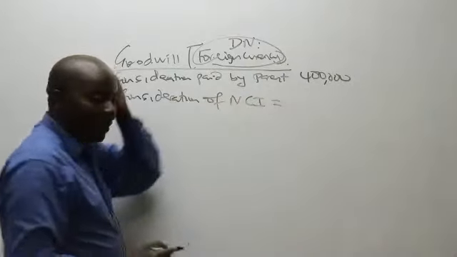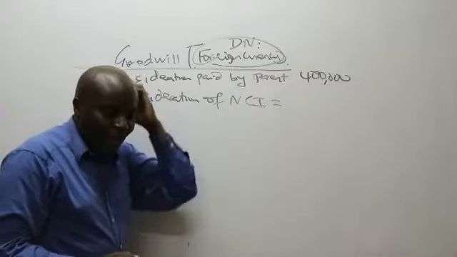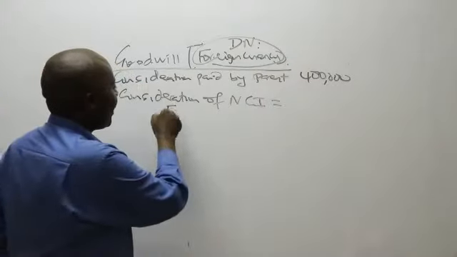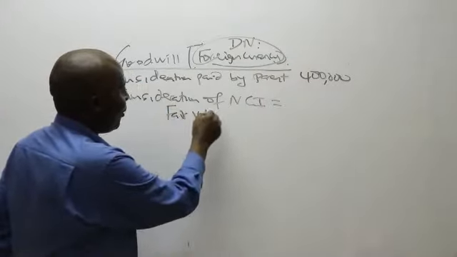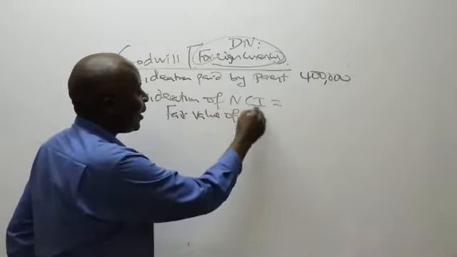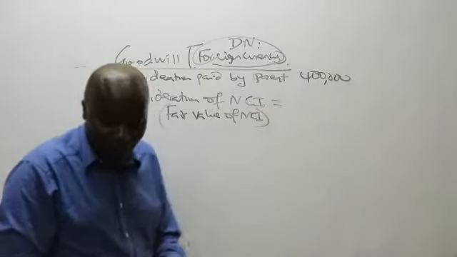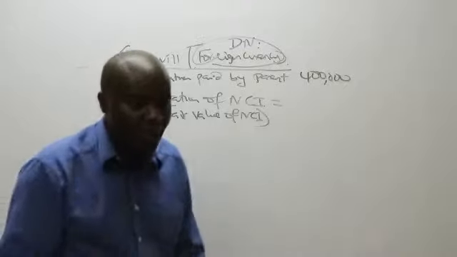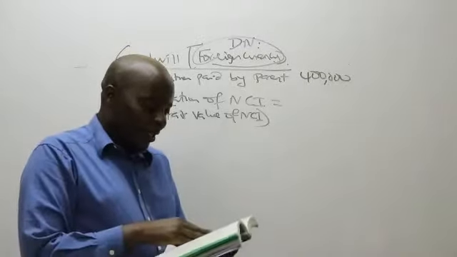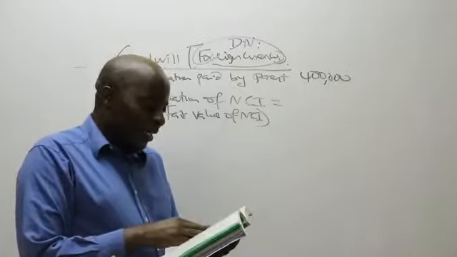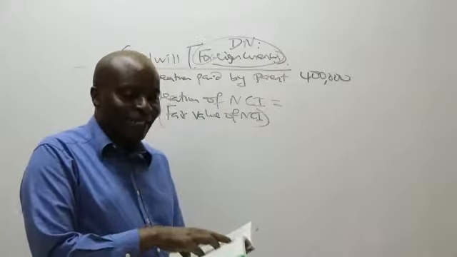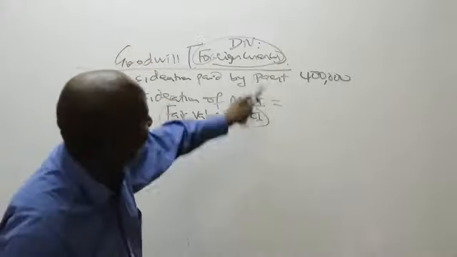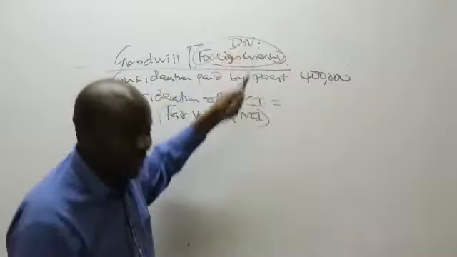Are you able to remember the fair value of NCI? Is there somebody who is able to remember it? The 20%. These guys will give you the fair value of NCI. The fair value of NCI comes to how much? Same, 30,000. Unfortunately, it is in the form of DN.